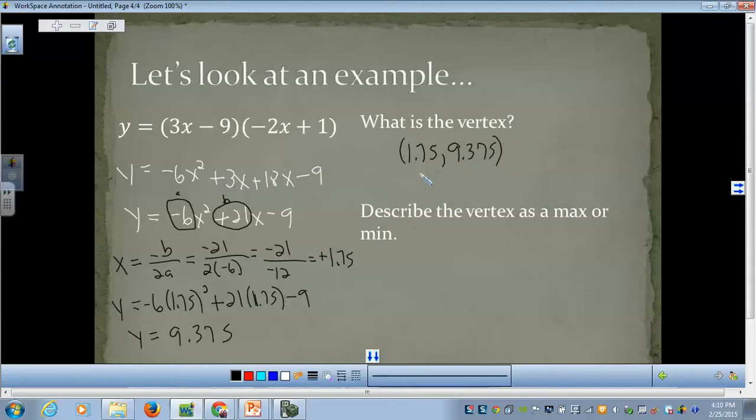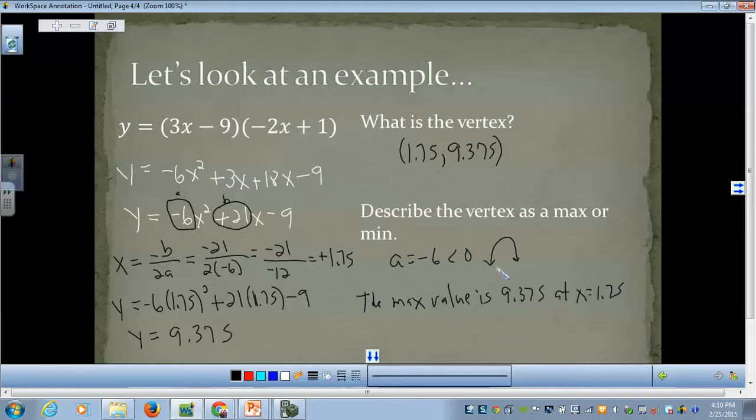All right, describe it as a max or min. Once again, we have to go back to our a value. In this case, a is -6, which is less than 0, so we know it opens down. All right, so then we know that the maximum value is 9.375 at x equals 1.75.